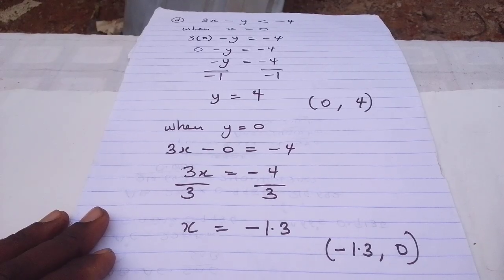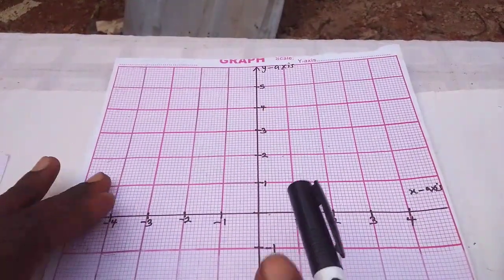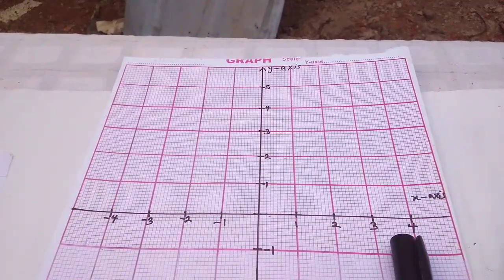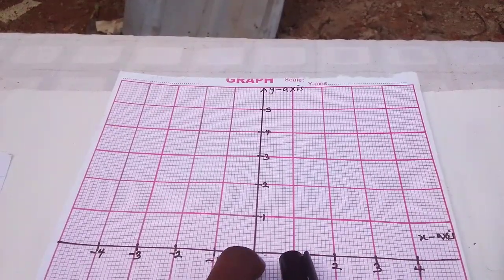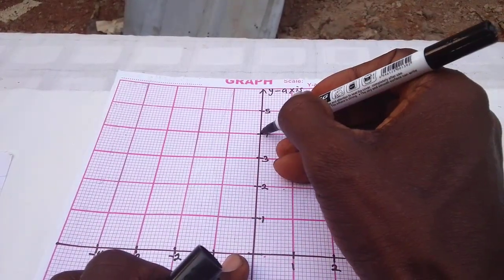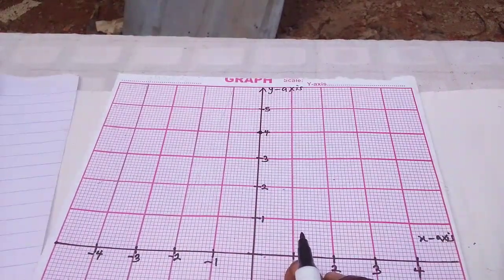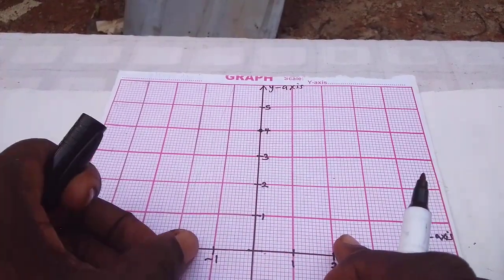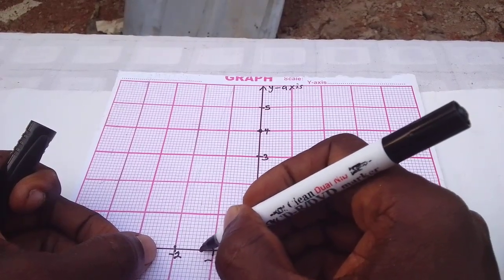So you are now going to plot your graph. You have the graph with the x-axis and y-axis. Now, when x is 0, y is plus 4. X is 0 here, y is plus 4. So this will be the coordinate you will plot. Also, when x is minus 1.3, y is 0. So here x will be minus 1.3 and y is 0 on this point.